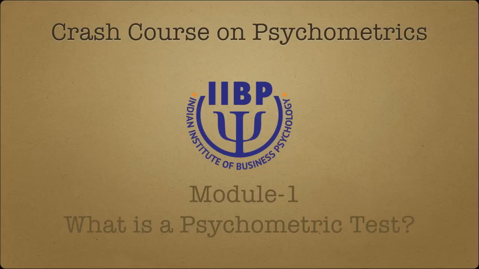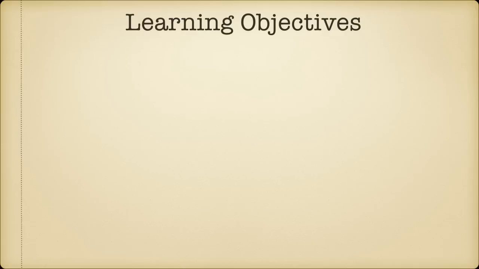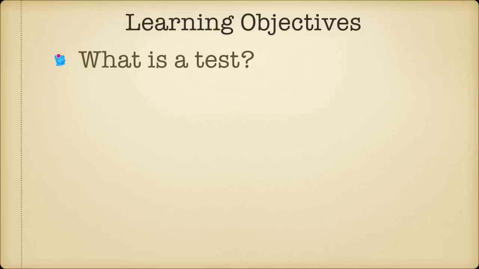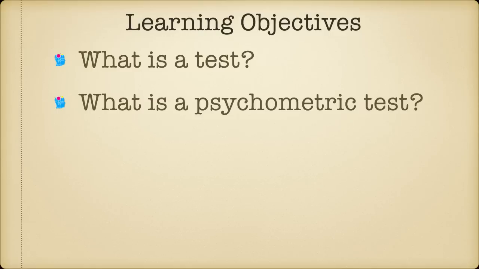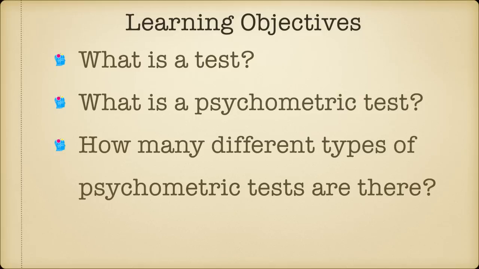Let's look at the learning objectives of this module. This module has 3 learning objectives. First is to have a common understanding of the word test, as this word is kind of overused and has a variety of meanings in different contexts. Our second learning objective from this module is to define what is a psychometric test and differentiate it from other kinds of tests. And lastly, we will learn a bit about the taxonomy of psychometric tests and explore different ways of categorizing psychometric tests.